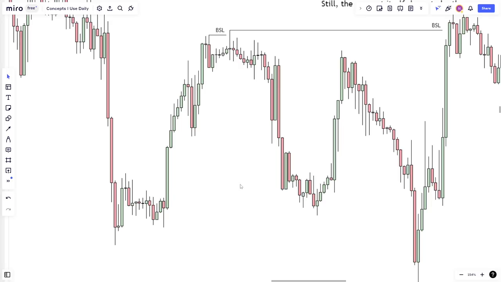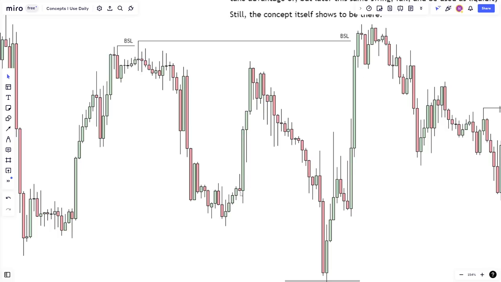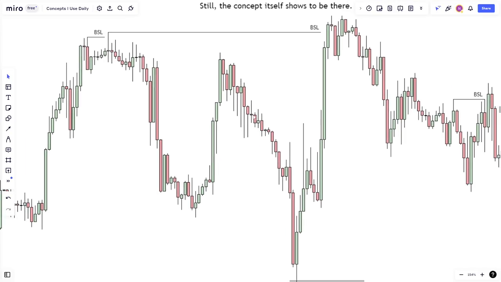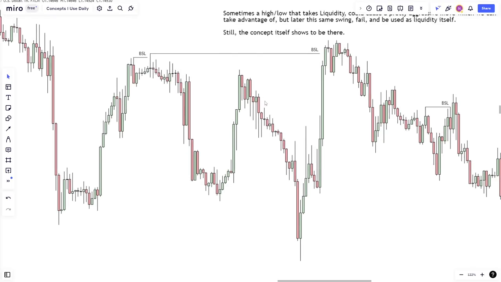Doesn't really matter. The thing is that this random buy side liquidity above this high causes a pretty aggressive move lower, but as you can see, what happens later, price goes higher, we also have another random buy side liquidity above this high. It takes that, and look at the move that it creates. Is it wrong for us to take advantage of this move? And then price goes higher and actually takes its highest buy side liquidity. Were we wrong about looking for sells in here? In my opinion, we weren't.